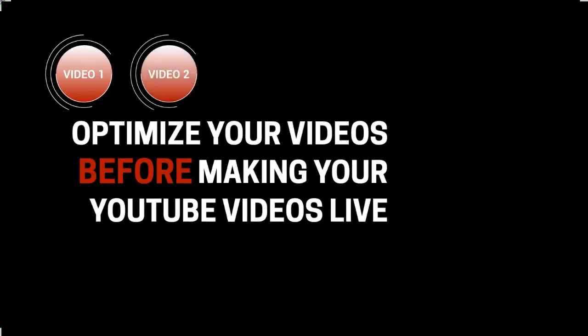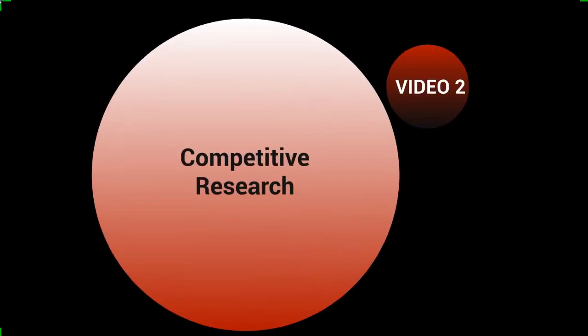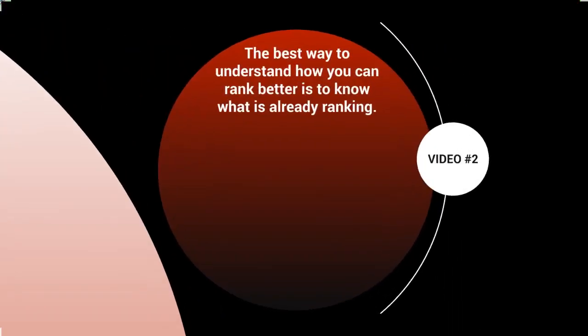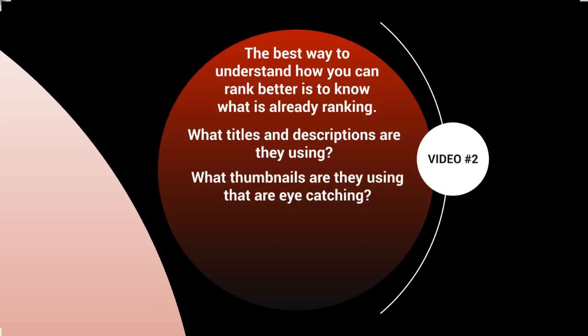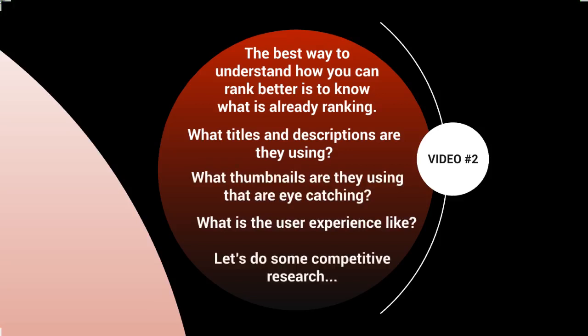Hello and welcome back. This is video number 2. So let's talk about competitive research. You see, the best way to understand how you can rank better is to know what is already ranking in your niche or your market. So what we want to do here is analyze the videos that are on the top. And I want you to specifically look at what titles, what descriptions they are using, what thumbnails they are using that are eye-catching, and what the user experience is like when you click through those videos. So let's go ahead and do some competitive research.